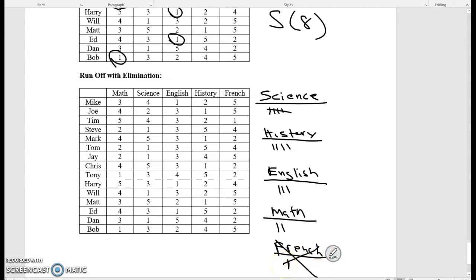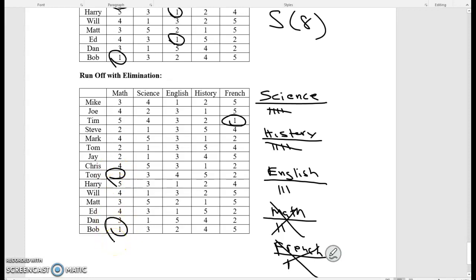Where did French have a first place vote? Right here. Who gets that vote? It would be history. History was the next thing it ranked. So history is now at 5. So now math goes away. Math is 1 here, and math is 1 here.